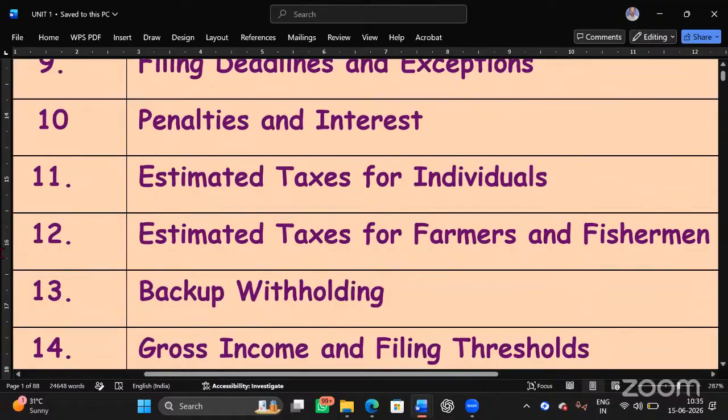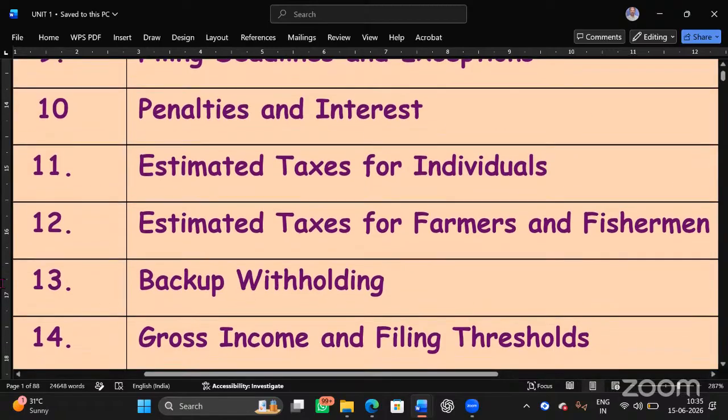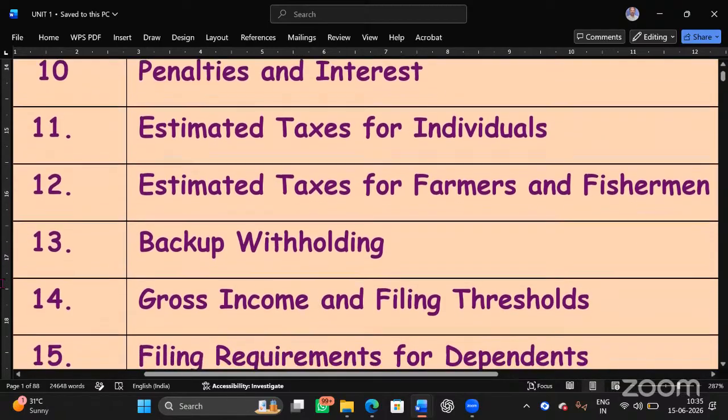The 11th item is for general, for all taxpayers. But in the case of farmers and fishermen, the estimated tax calculation is different, and the time of payment of estimated tax is also different. How it differs will be covered in the 12th point clearly.